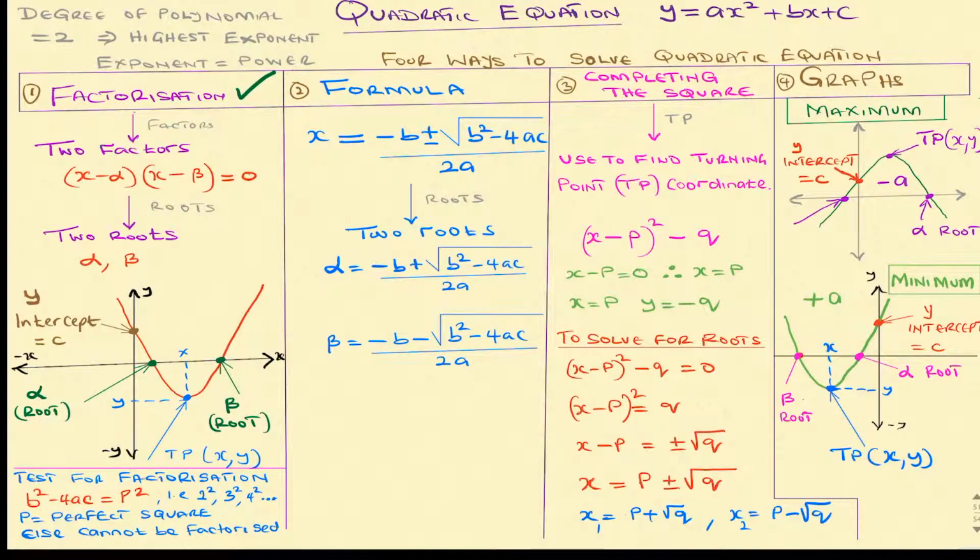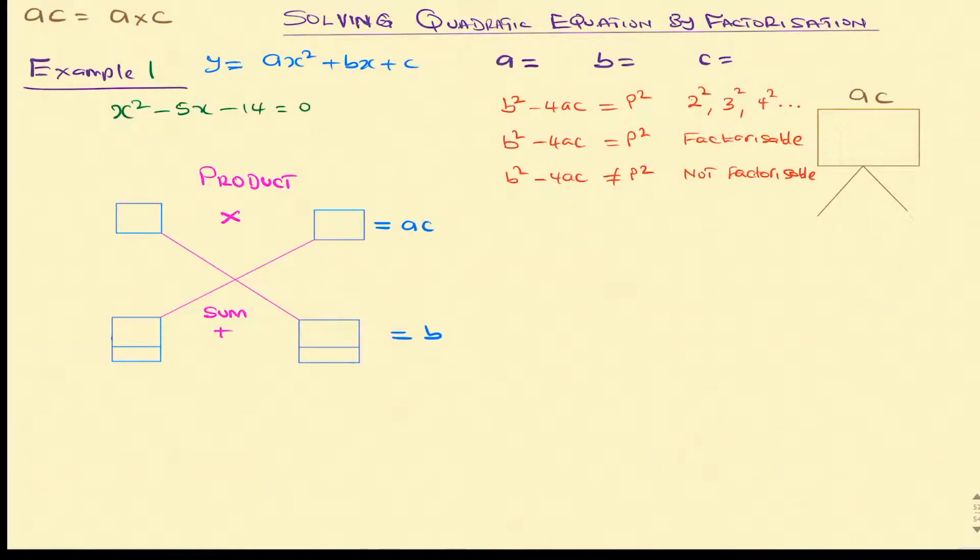By factorizing, we get 2 factors when y is set to 0. We then set the 2 factors to 0 and we get their roots. And that's how you solve a quadratic equation by factorization. Solving quadratic equation by factorization.